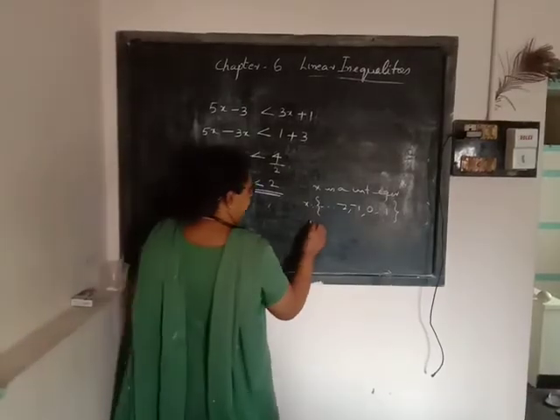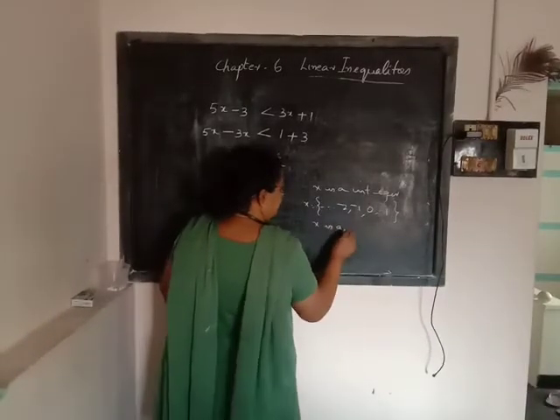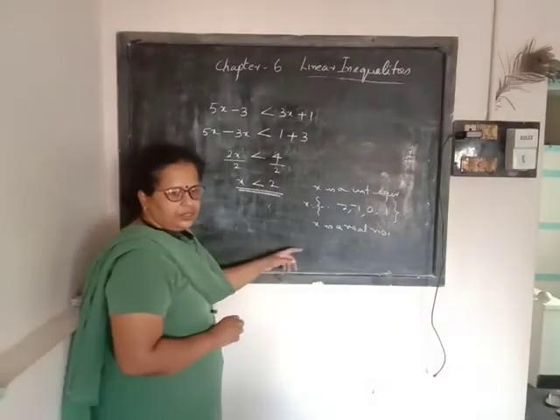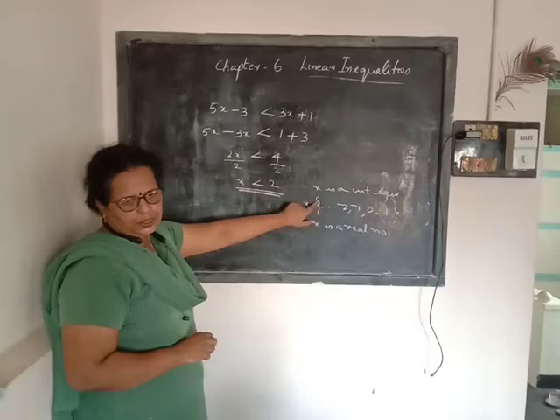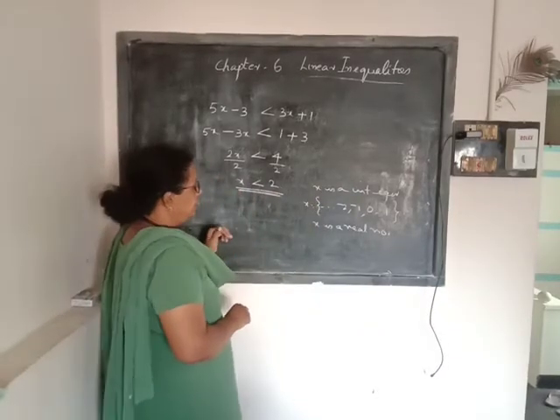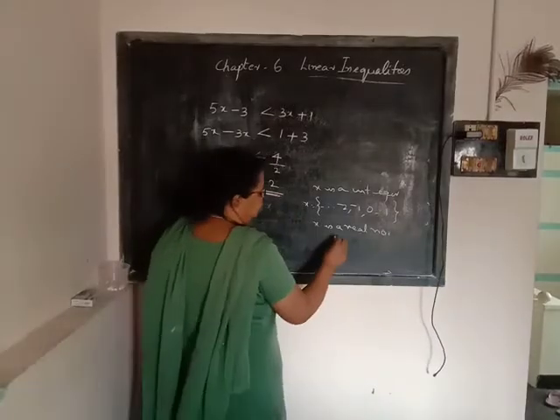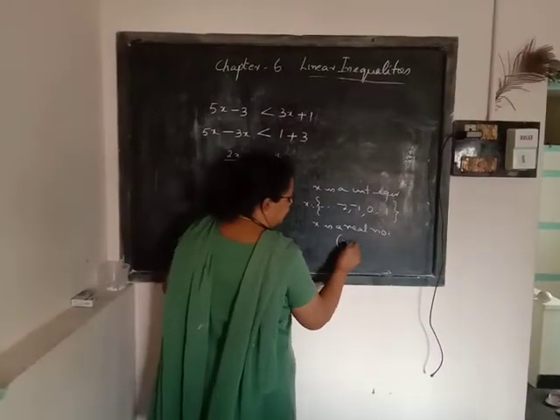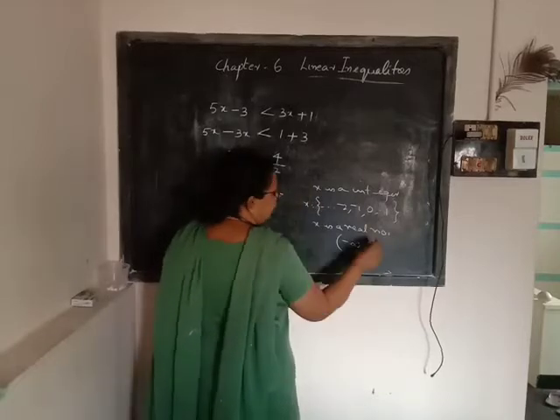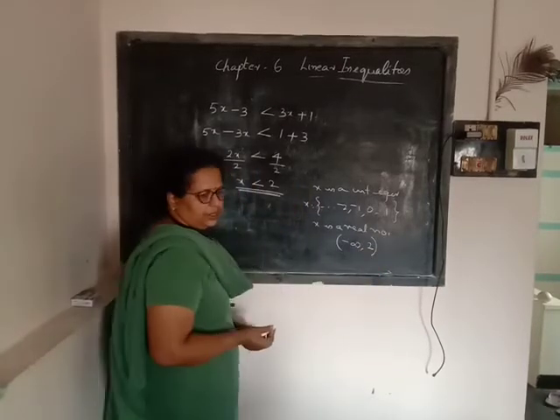When x is a real number, we cannot express it in roster form. We can write it in interval form. Less than 2 means the interval from negative infinity up to 2, and 2 is not included. So it is open: negative infinity, 2.